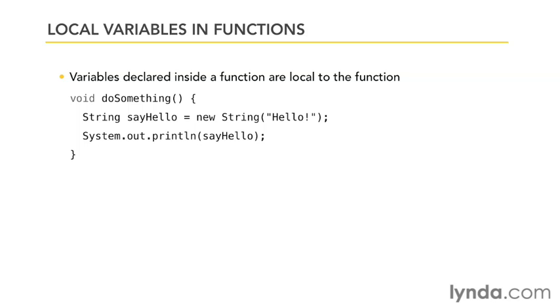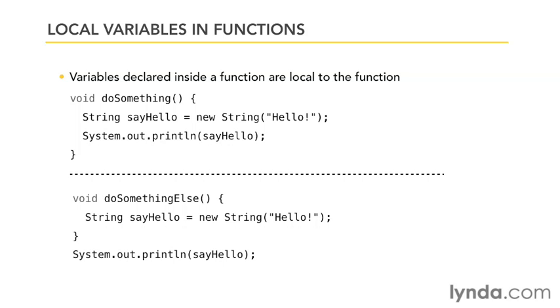Here's an example of a string variable which is declared inside a function or method called doSomething. The data type is String, the name of the variable is sayHello, and it's an instance of the String class with the value hello. This code works fine because I'm referencing a variable that was declared inside the same function in which I'm trying to output it. But let's take a look at a bit of code that doesn't work so well.